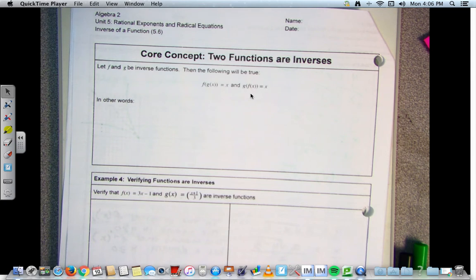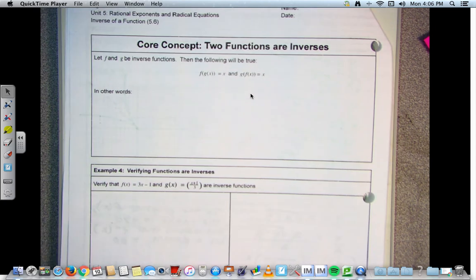So we're going to look at the last couple of examples. We are going to check to determine whether two functions are inverses or not. So let f and g be inverse functions. Then the following would be true: f of g of x would equal x, and g of f of x would equal x.